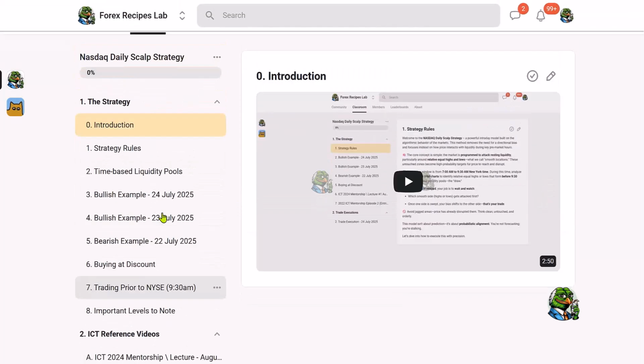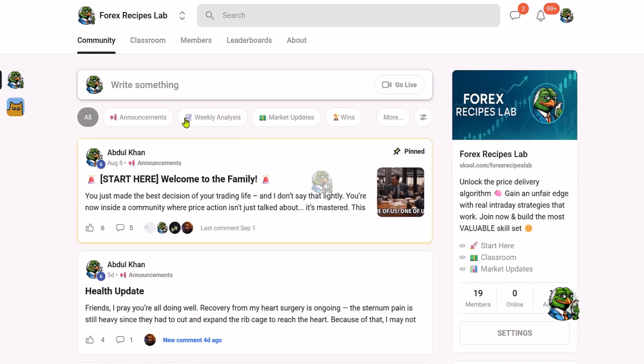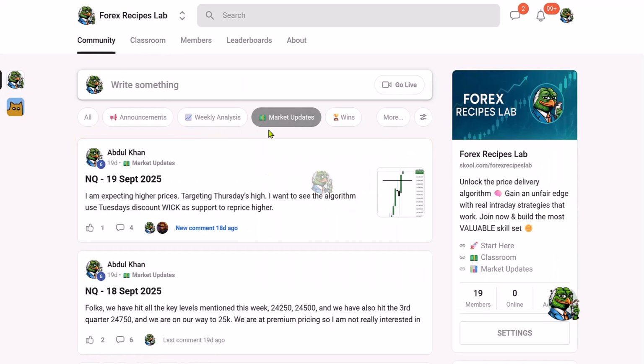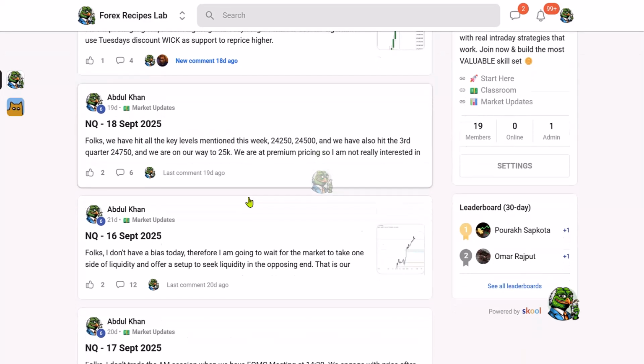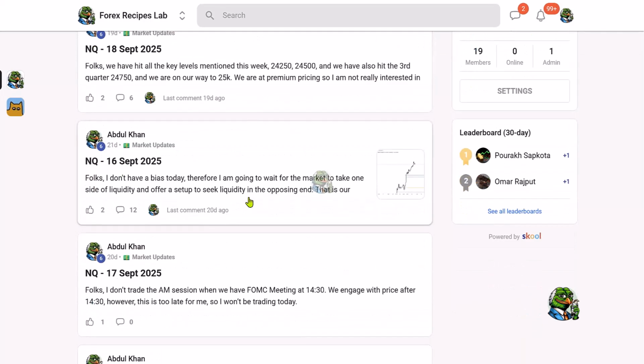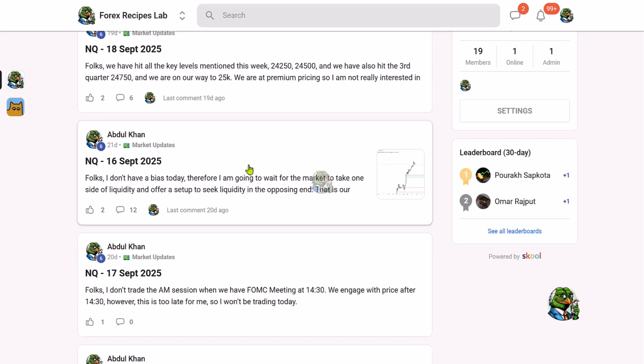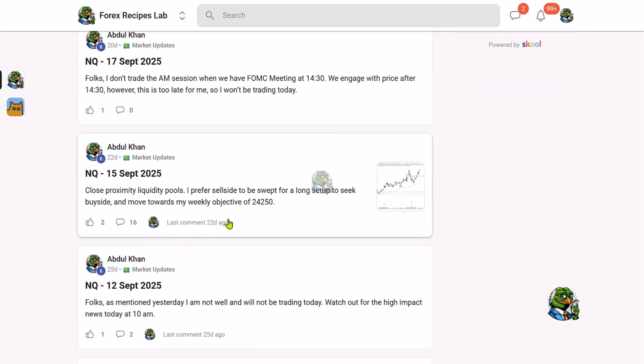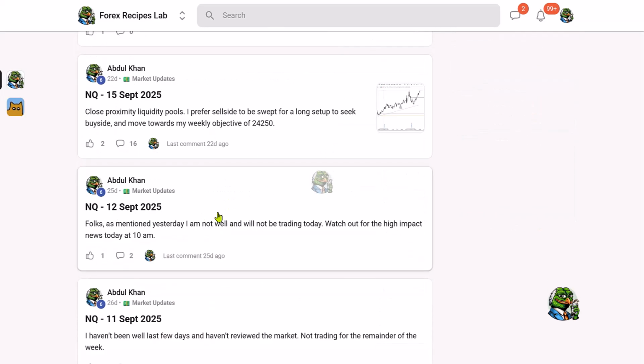And then inside of the community, you will see in the market updates channel where I have actually traded the market on specific days. You don't see much here toward the end of September and early October because I've been in hospital where I've had a heart operation and I'm now in recovery. But on the days where I did trade, there are tons and tons of videos on exactly what I was looking for on that day and how I traded that particular market.